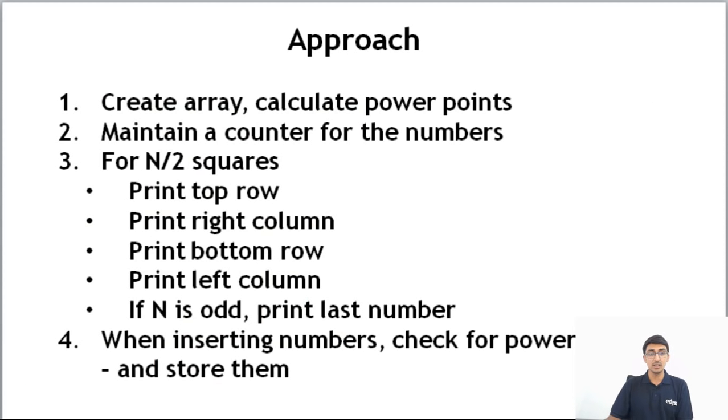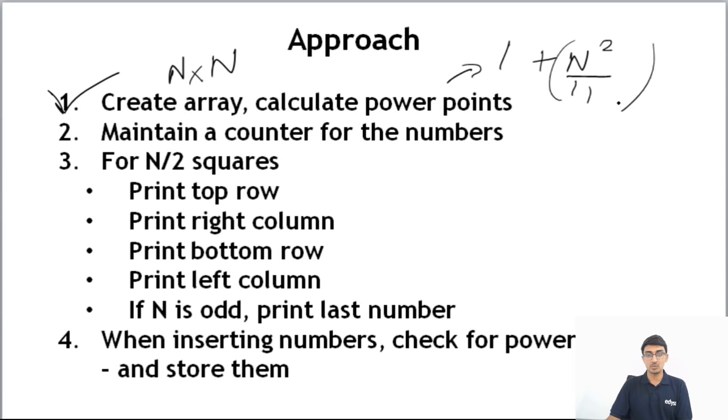So looking at the approach for that, let me just see now how our approach has updated. Our approach is like this. First, we created the array and calculated the power points. That's simple. The array is nothing but an n by n array. The number of power points is nothing but 1 plus n square divided by 11, right? So that's really our number of power points. Maintain a counter for the numbers. We will start from 1 and we will keep updating the counter from 1, 2, 3 all the way up to 25, which is again n square. All the way up till there, we'll keep maintaining a counter.